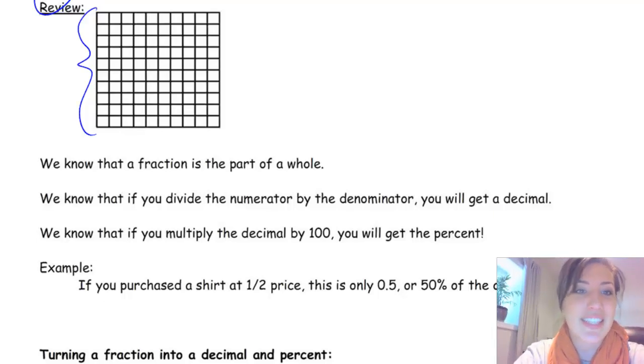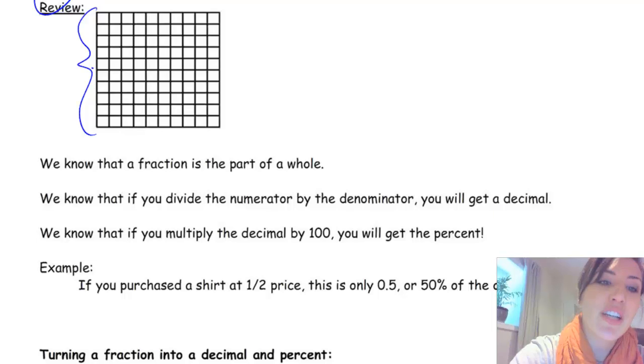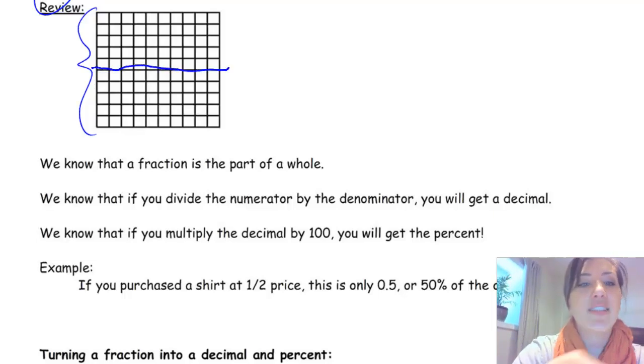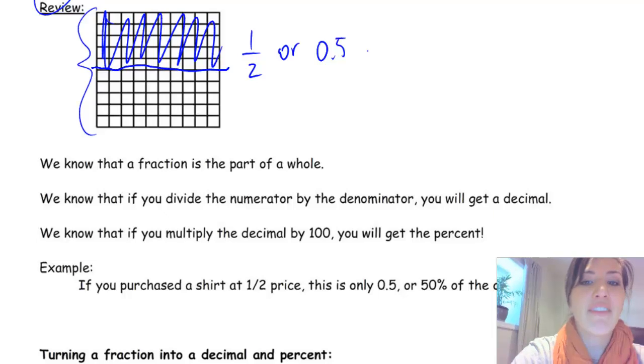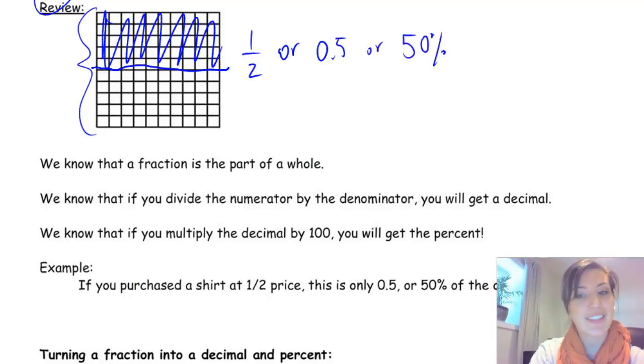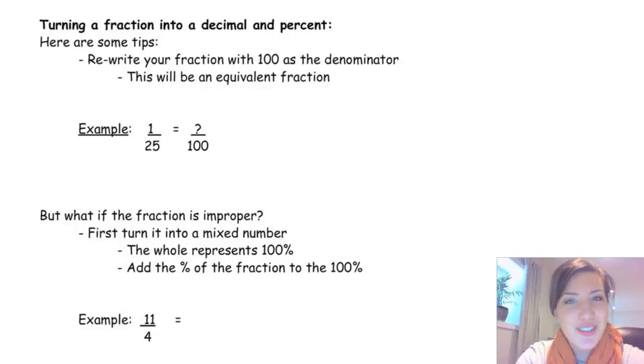So let's think of an example. If you purchase a shirt at half price, let's cut this block in half, then this is only half as a fraction, or 0.5, or you could say 50% of the original price. So there's 3 different ways of representing the same value. We're going to turn some fractions into decimals and percents.